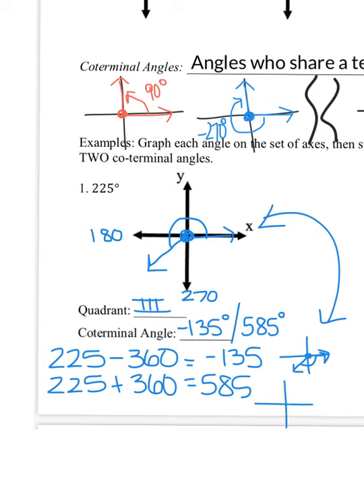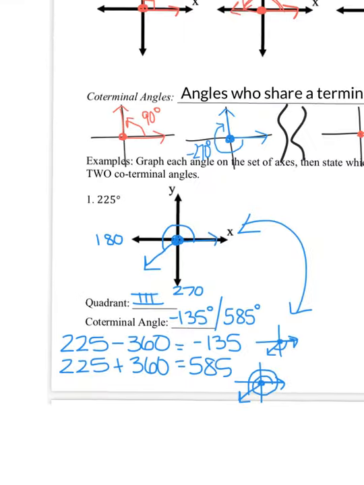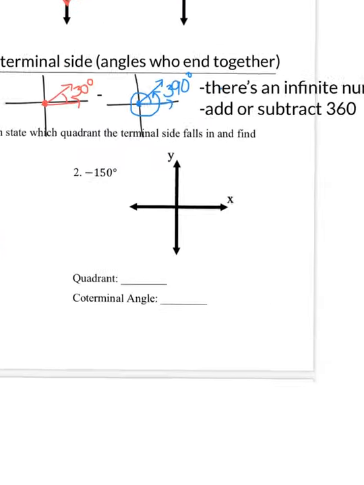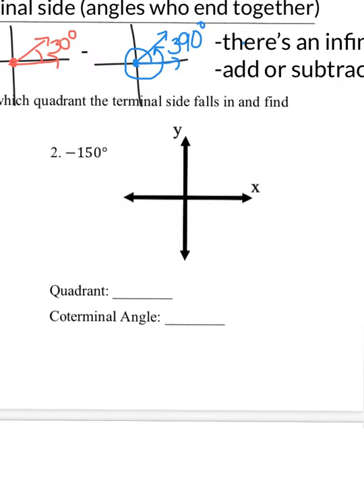Now 585, I'm just going to show you. It has the same initial side, they all do, and it's going to have the same terminal side, meaning it stops in the same spot. The path that this one took, it went around the circle once, so that's 360, and then went another 225 degrees. Okay? Now number 2, a little different because it's a negative angle.